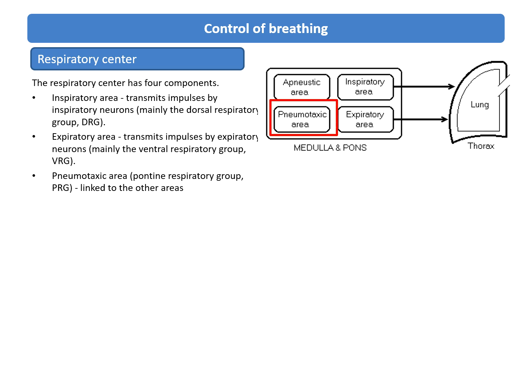There's a pneumotaxic area, or pontine respiratory group, PRG. This is linked to the other areas. And then there's an apneustic area, linked to the other areas as well. Not a lot is understood about these last two areas.